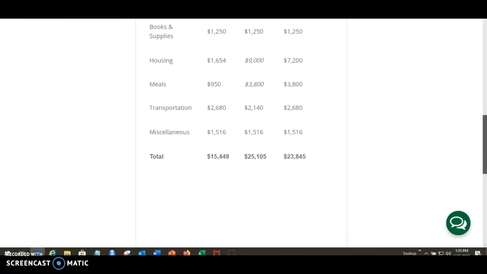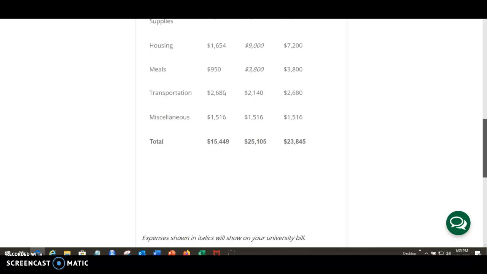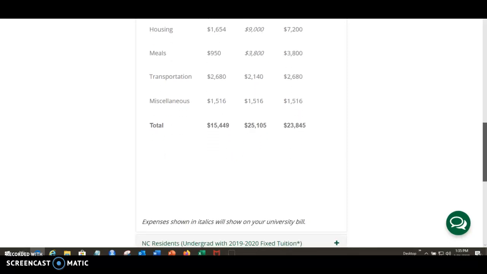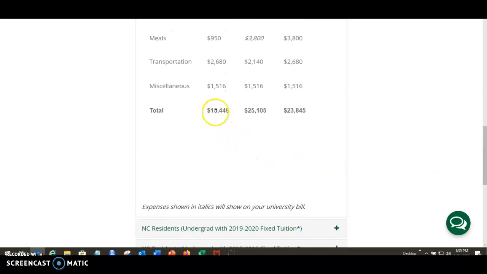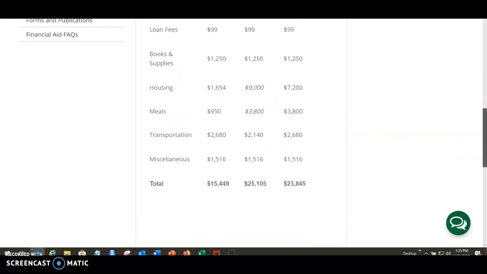But notice how transportation goes down a little if you're living on campus. Presumably you're going to walk to school. And then miscellaneous kind of stays the same. So as you can see, living at home is a little bit less expensive than being out on your own or living in a dormitory. But this is just one thing to look at.